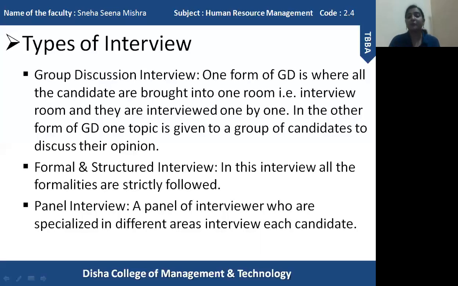The next type of group discussion is where a group of people is asked to go to a conference hall, and in that conference hall a topic will be given to them, and the group is going to discuss the topic. They are supposed to give their opinion, they are going to contradict each other, discuss with each other, even argue with each other. So that is a group discussion, the second type of group discussion.